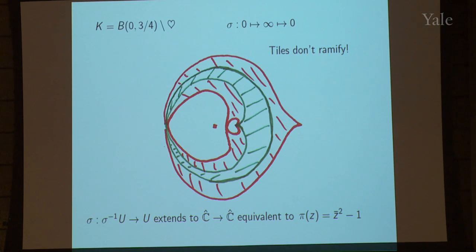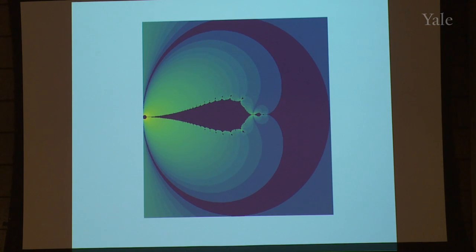Which means that tiles will not be ramified. Okay, so let's draw the first tiles. What we see here is again the deltoid structure, except that we have these deltoids with common cusps. So we continue, and you end up with this ugly slug in this picture. The disk minus the cardioid is the droplet, the first tile.